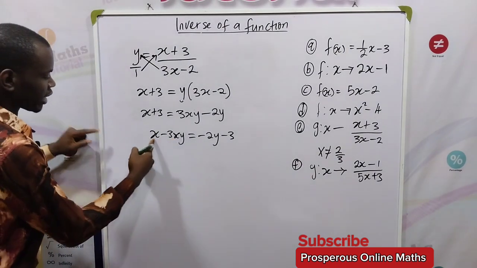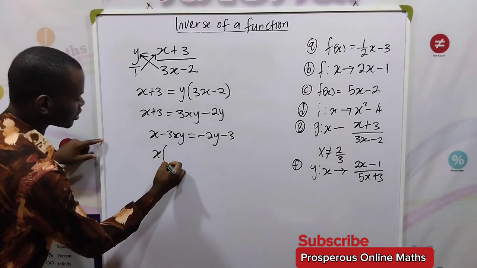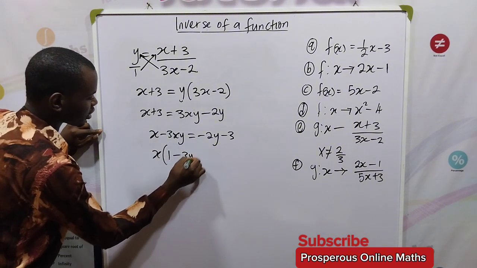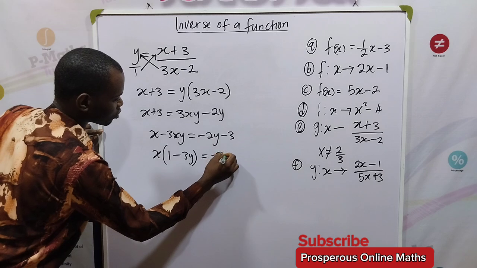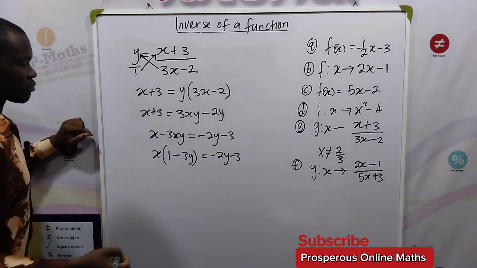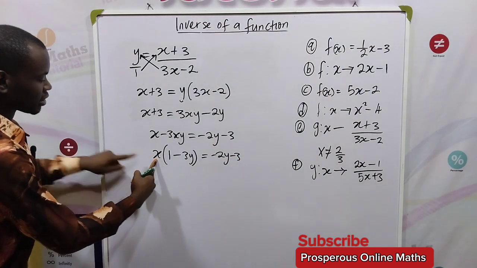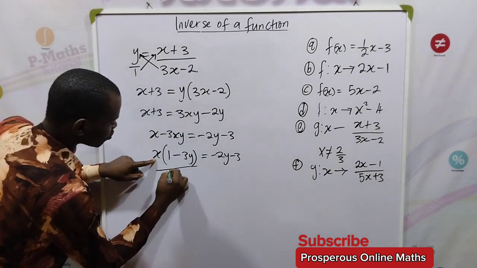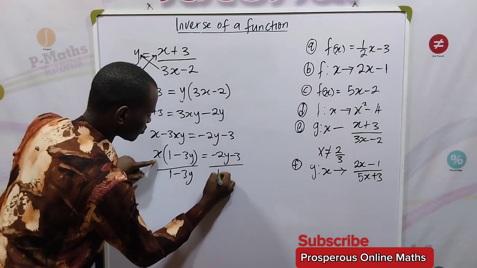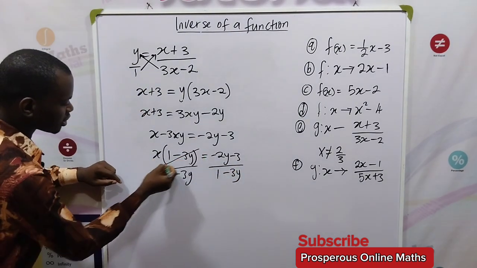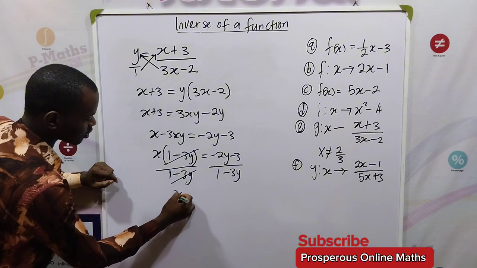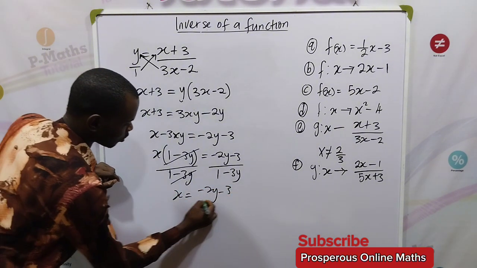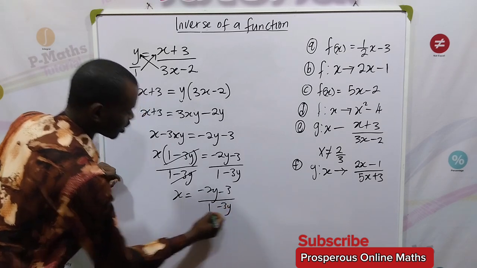Now let's factorize. X is common, so I'll bring x outside. If I remove x here, I have 1. Remove x here, you have 3y equals minus 2y minus 3. So what next do we do? Since x is now alone with the coefficient 1 minus 3y, divide both sides of the equation by 1 minus 3y. Alright, so this takes away this. We have only x to be equal to minus 2y minus 3 over 1 minus 3y.